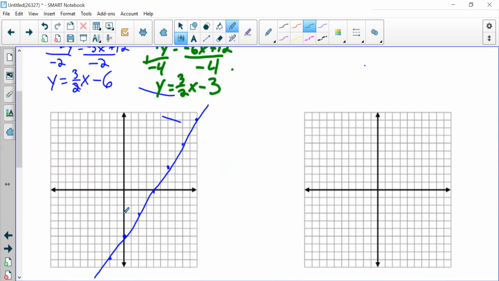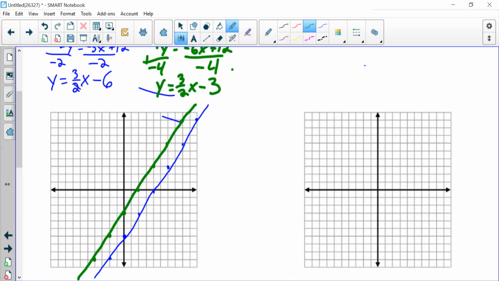All right, so start at my y-intercept, which is -3. I'm going to use my slope, up 3, right 2, up 3, right 2. Go back here, I can go down 3, left 2, down 3, left 2. Do y'all notice anything? They don't intersect. Are they ever going to intersect?